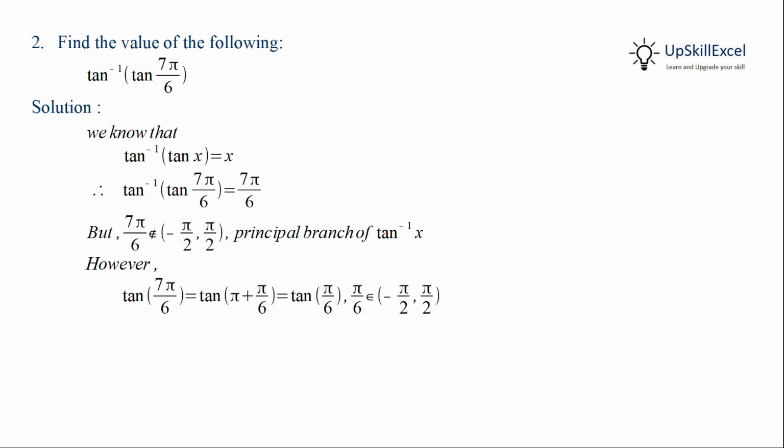Now we know that 7 pi by 6 can be written as pi plus pi by 6. Tan has a period of pi, so we can ignore the pi and this becomes tan pi by 6. And pi by 6 belongs to minus pi by 2 to pi by 2. Therefore, tan inverse tan 7 pi by 6 is equal to pi by 6.